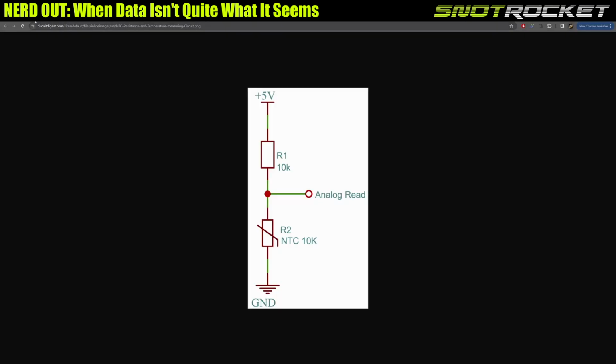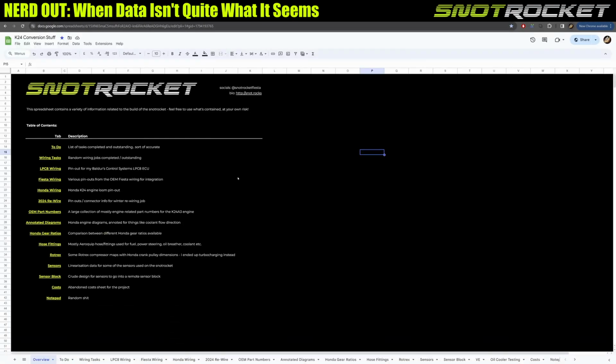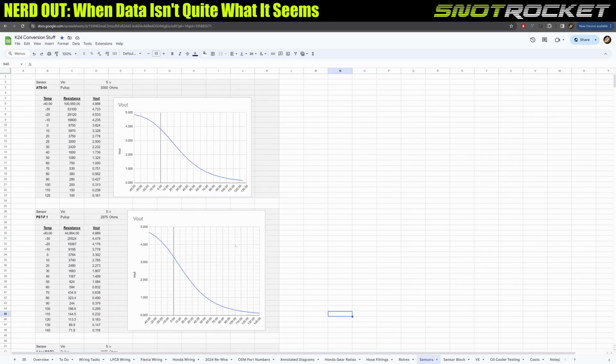Now, for those that follow the channel and this project, I've got a spreadsheet. If you want to go to it, you can go to snot.rocks in a browser, and then there's a link to the spreadsheet. Once we get in there, I've got a tab in here called sensors. These are basically transfer functions or linearization curves that show you what the voltage input is at the ECU for different temperatures or pressures, whatever the type of sensor is. So you end up with a curve like this.